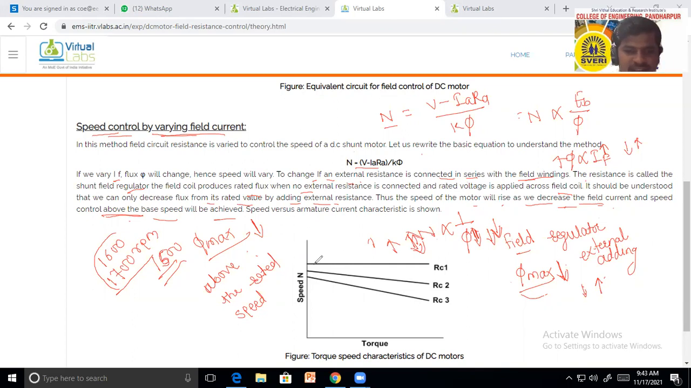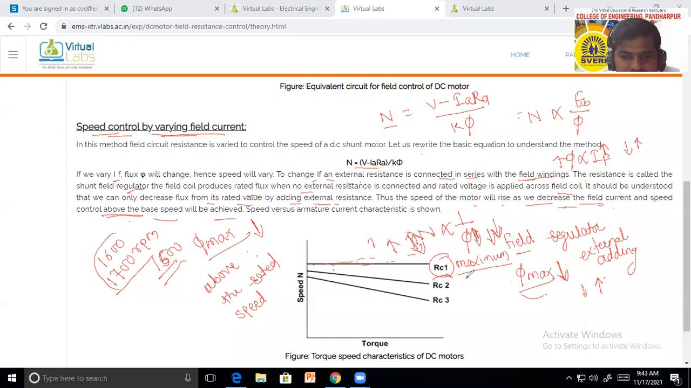We discussed this also in the theory, our last point of DC motor. So see here, the torque versus speed characteristics is given. We have already discussed these speed torque characteristics in the characteristics of DC motor. Suppose the external resistance in the circuit is RC1. In that situation, the speed will be like this. If again we increase the value of resistance, RC2, this is the maximum value.